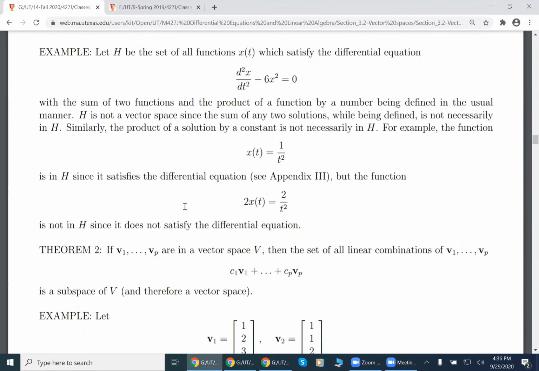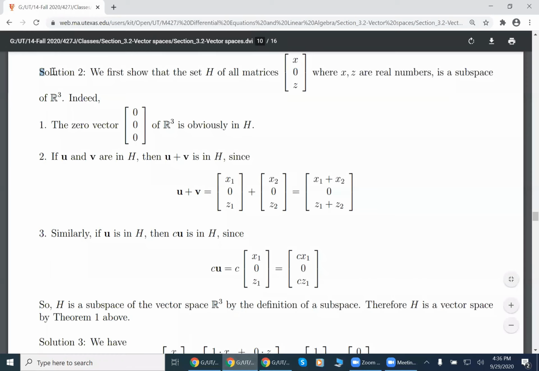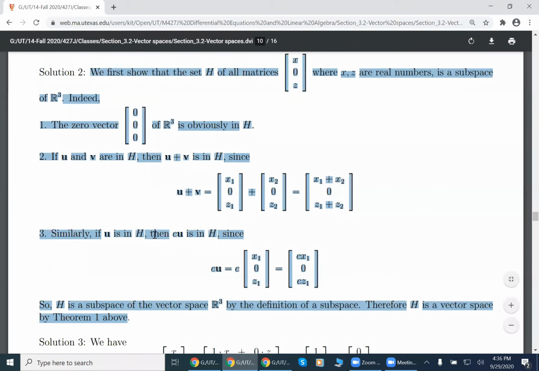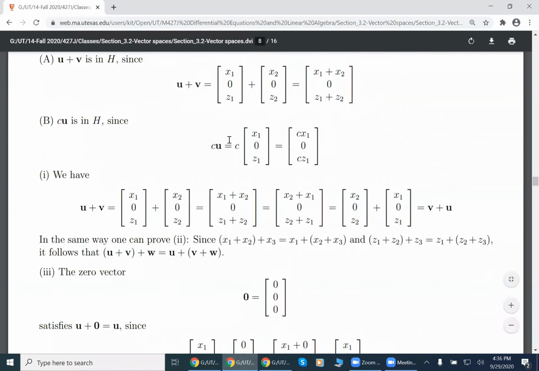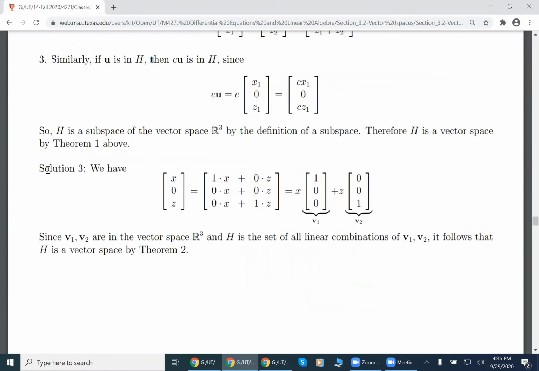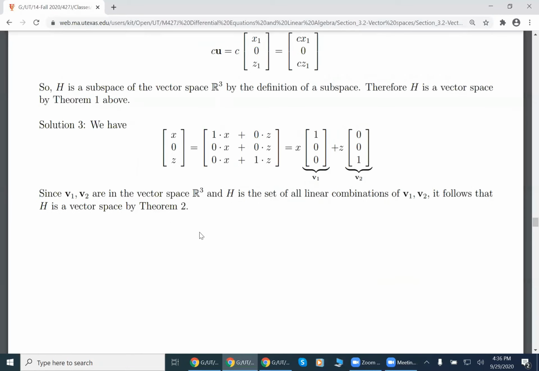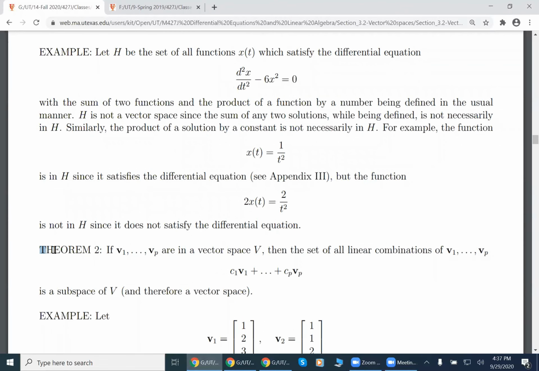Thank you. Now, let us go back to Appendix 2 once again. So, we just discussed solution 2. Solution 2 is much shorter than solution 1. However, take a look at solution 3. Solution 3 is even shorter than solution 2. However, in solution 3, we use theorem 2. What is theorem 2? Here it is.